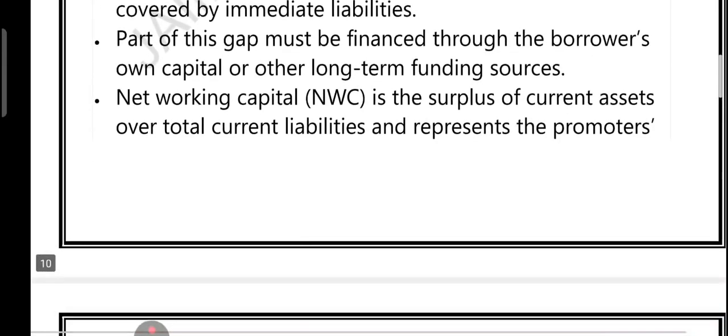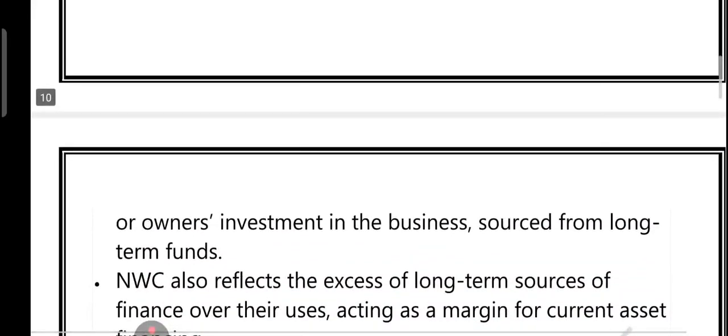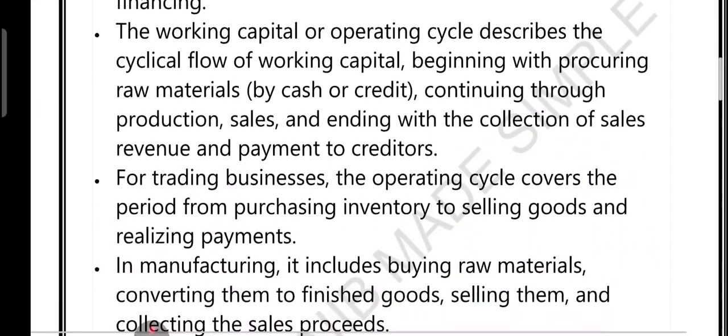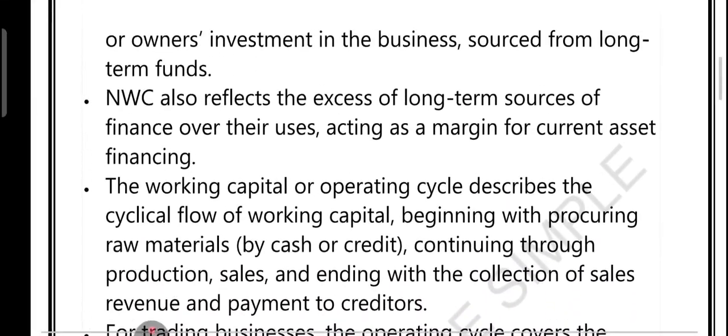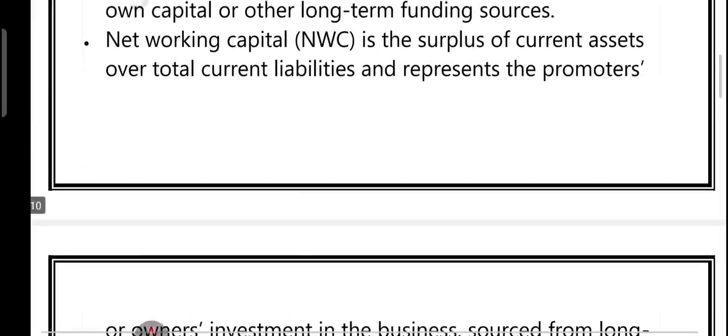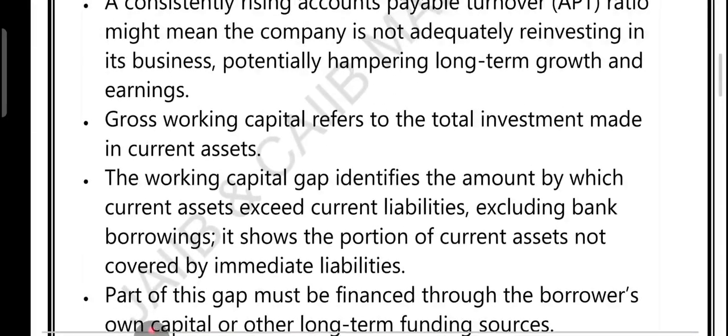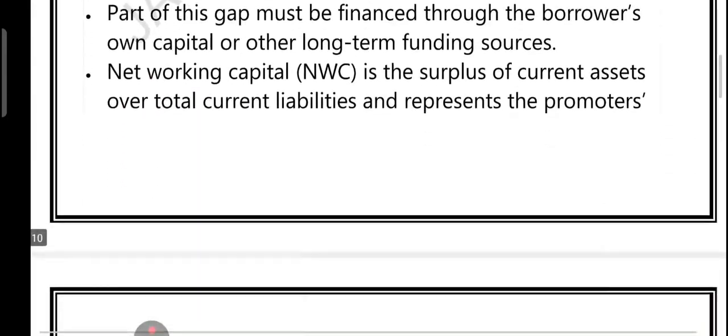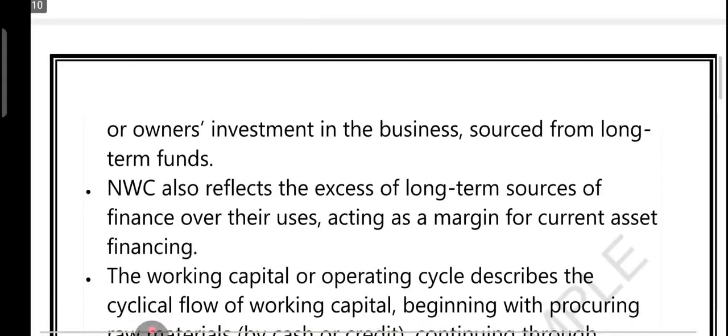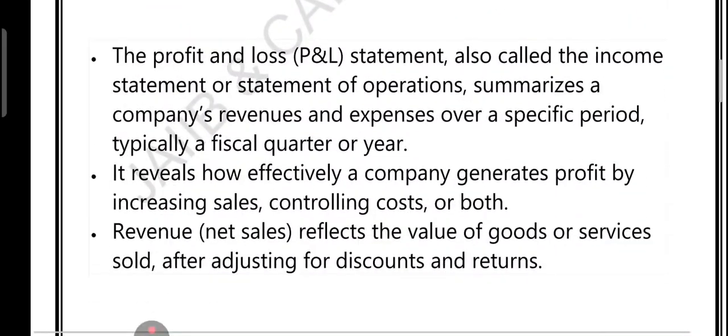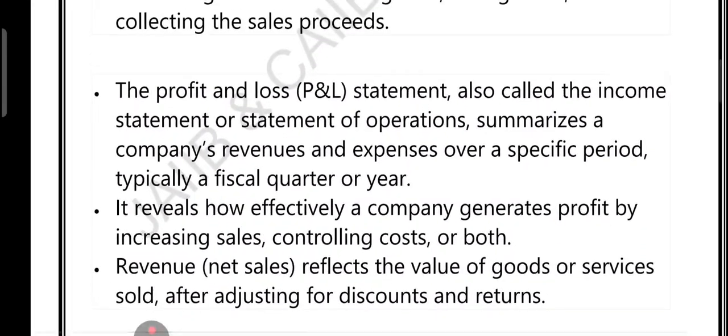Now let's talk about the operating cycle. So the operating cycle is the full circle, right? It is a full circle of how working capital flows through the business. So what are the parts of it? It includes buying raw material, producing goods, selling the finished product, collecting cash from customers and paying the supplier. So this is how the working capital cycle looks.